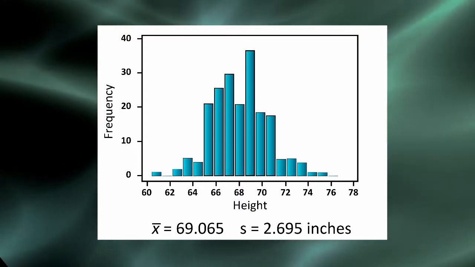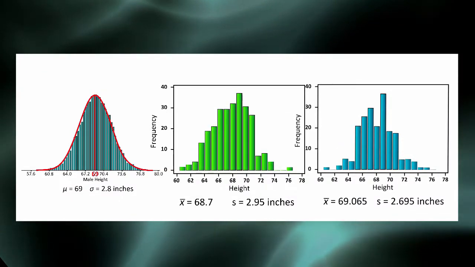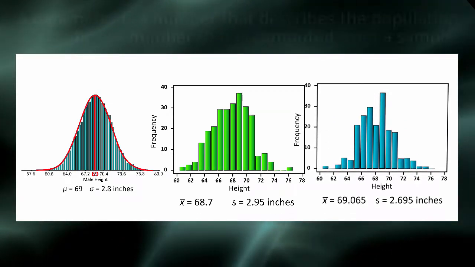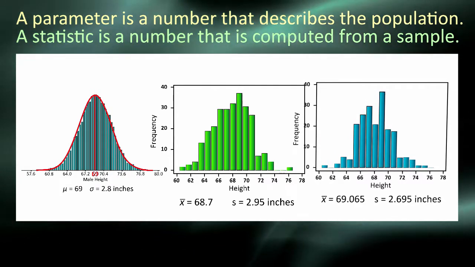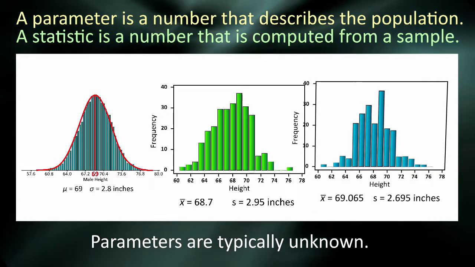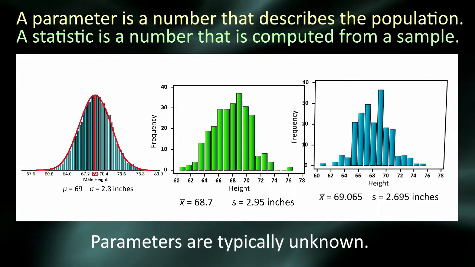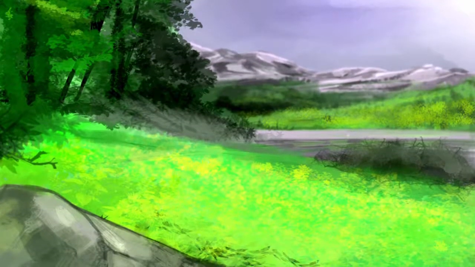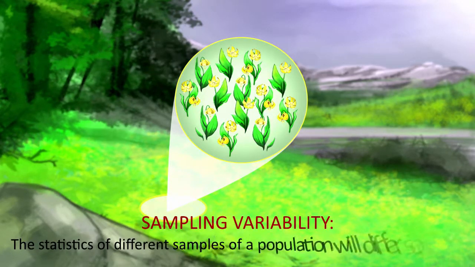While the sample results are pretty close to the population results, they're slightly different from the results we found in the first sample. In both of these examples, we have numbers that describe the population and numbers that describe the sample. A parameter is a number that describes the population, and a statistic is a number that's computed from a sample. Parameters are typically unknown because it's impractical or even impossible to know exactly what values a variable takes for every single member of a very large population. Statistics are computed from samples, and each sample of a population is going to have different statistics. The statistics of different samples of a population vary. This is due to sampling variability.